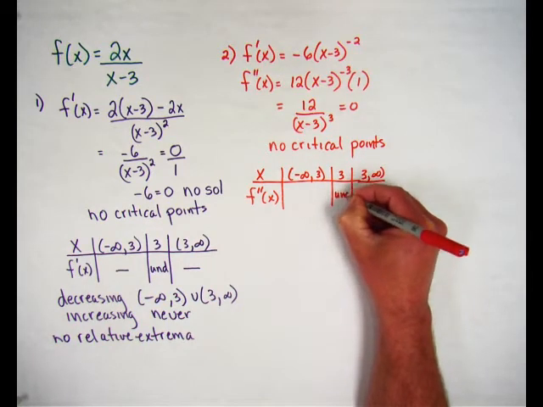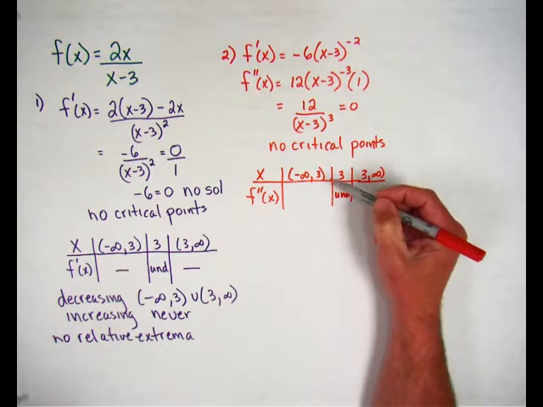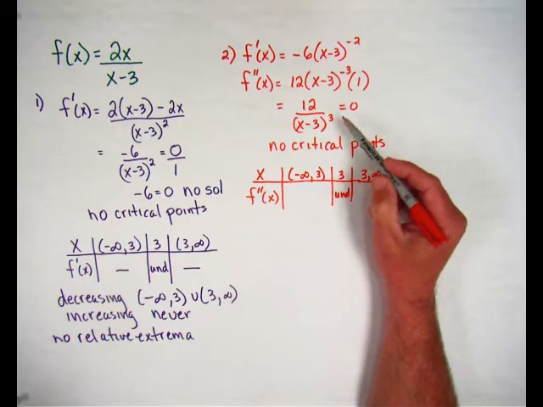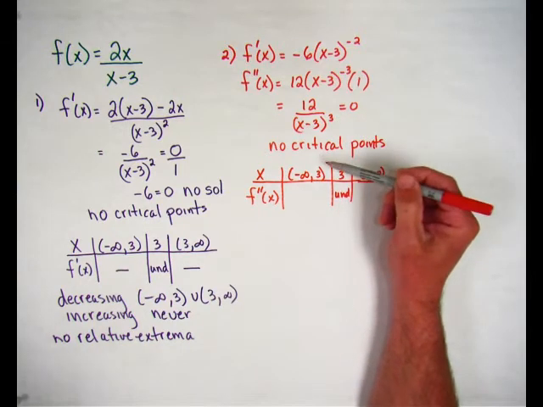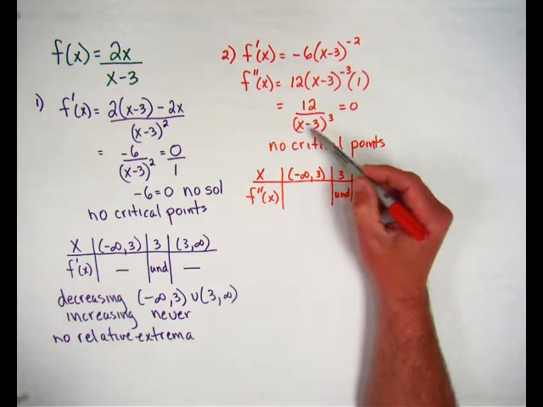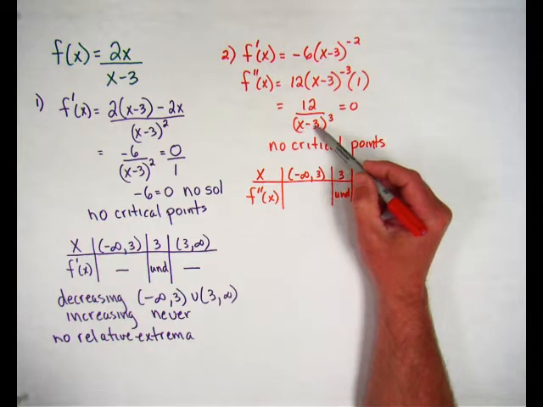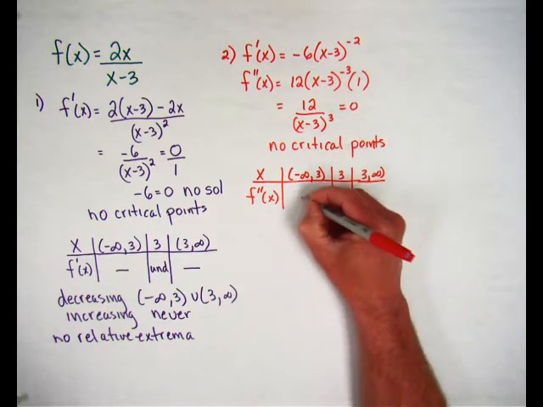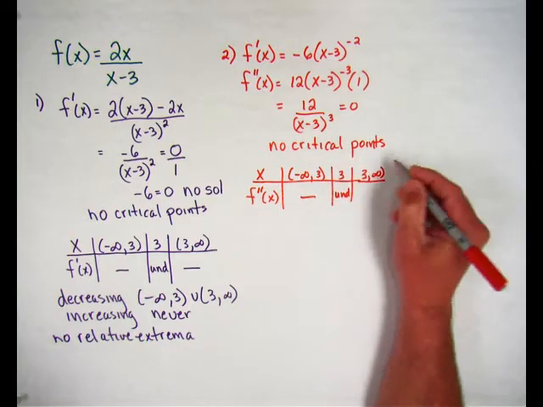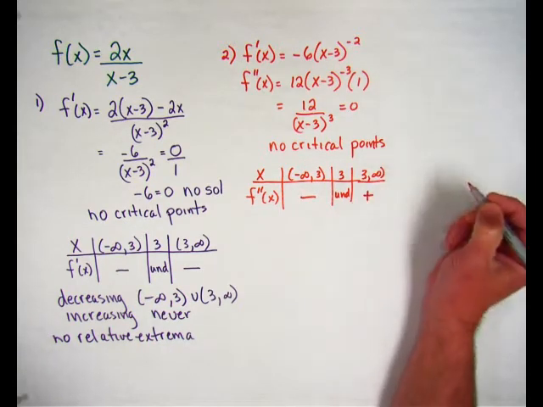Once again, this is undefined. This time when we plug our numbers in our interval, you'll notice that the bottom is cubed, and therefore we can't just assume it's always positive. So if we plug in something from negative infinity to 3, for example, let's say we plug in 2, the top is always positive. The bottom would be 2 minus 3, which is negative, cubed. So this is going to be negative. And if we plug in something bigger than 3, the bottom will become positive. And so we do have a concavity change at our asymptote.